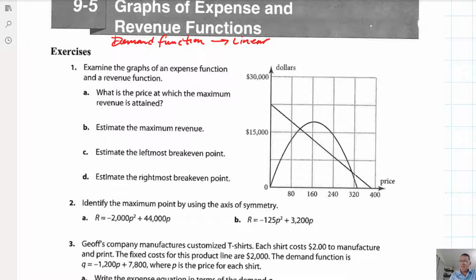The demand function is linear, and so is the expense function. We are going to get the expense function here too. So the first two functions are linear. When I say linear, you've got to be thinking lines. Looking at the graph right here, the one that's a line is your expense function. It says in number 1, examine the graphs of the expense function, and that is the linear function. So let's color code the graph. Not that you have to, but this line right here is the expense function.